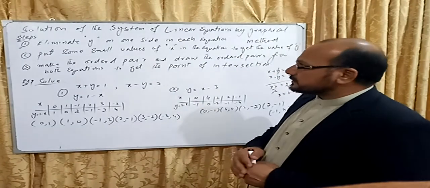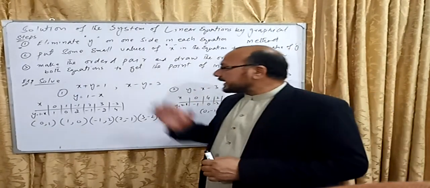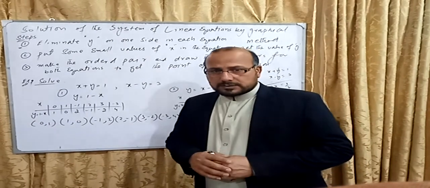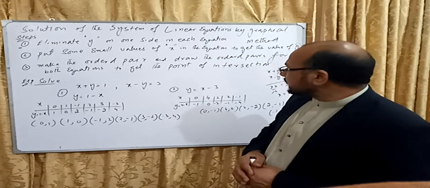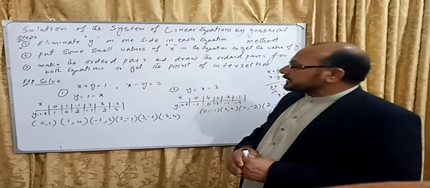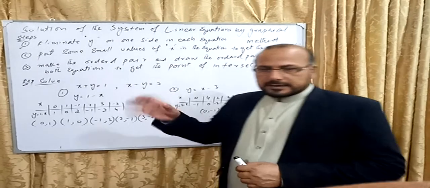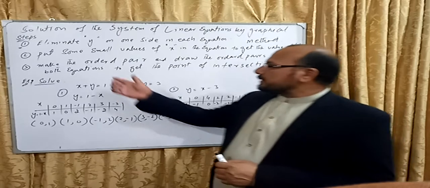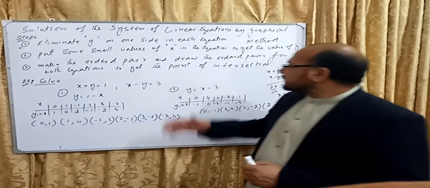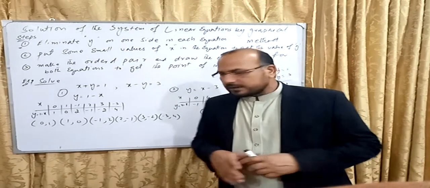So, a few steps need to be remembered. First, you have to make y separate on one side in each equation, and then you can put small values of x in the given equations to get the small values of y, and then you will make the ordered pairs. After making the ordered pairs, you will draw the ordered pairs of both the equations.